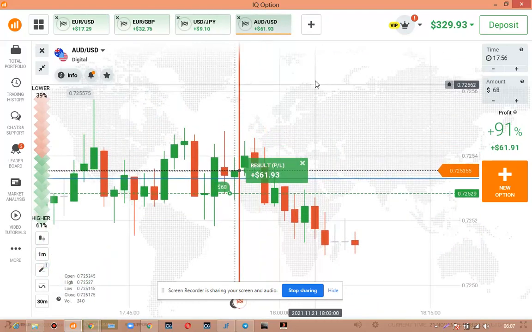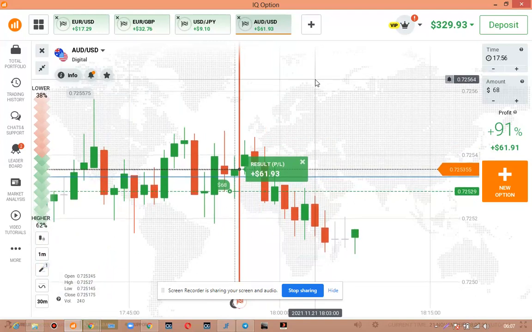Okay, so that is that. This is how you can trade in the direction of the trend. Guys, let me tell you, the only way you can stay profitable in the markets, in the binary option, is to trade in the direction of the trend with one single entry.